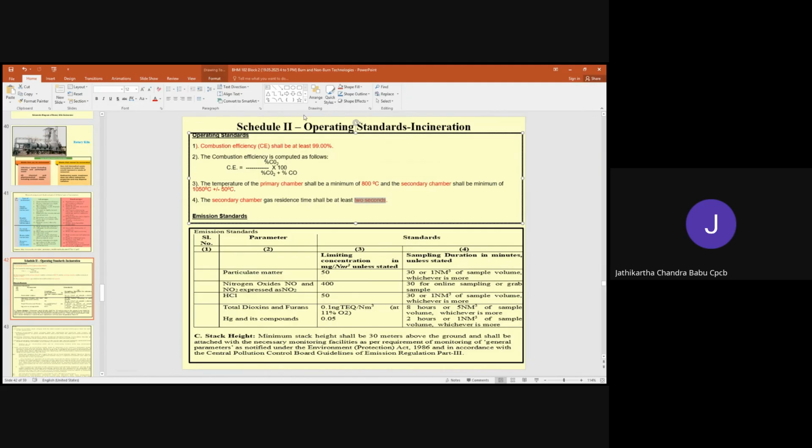Here, the combustion efficiency you have to achieve is 99%, and this is estimated based on the percentage of CO2 levels emitted through the stacks. In the primary chamber, always maintain a temperature of 800 degrees centigrade. In the secondary chamber, maintain a temperature of 1050 plus or minus 50. Kindly remember these figures. Secondary chamber residence time should be at least 2 seconds.